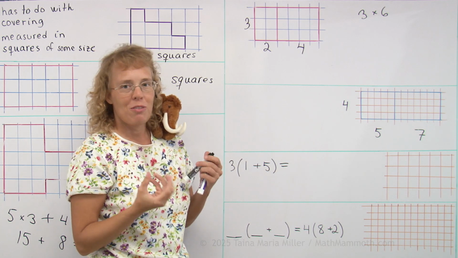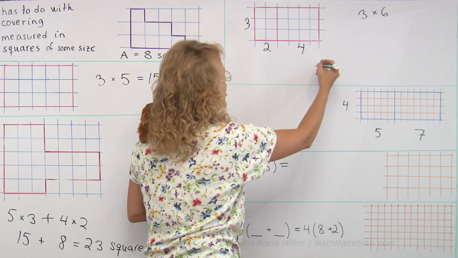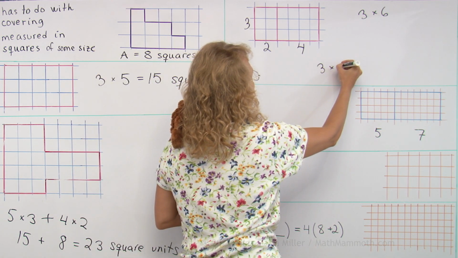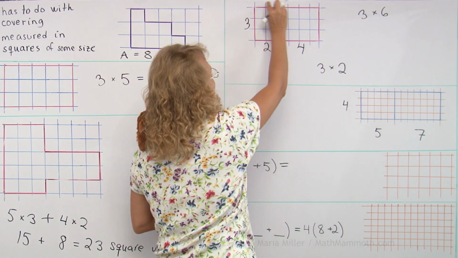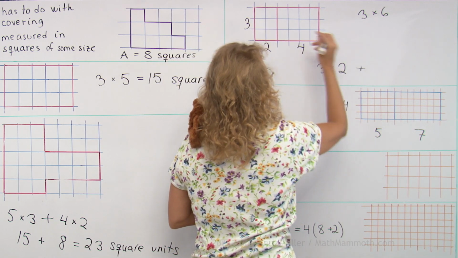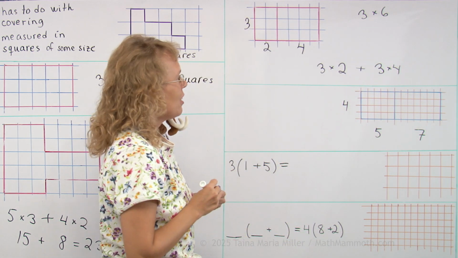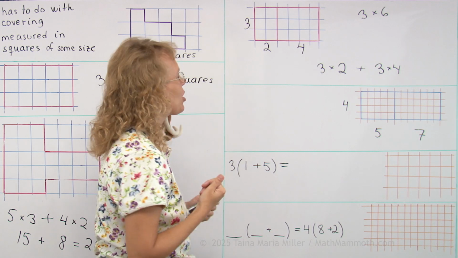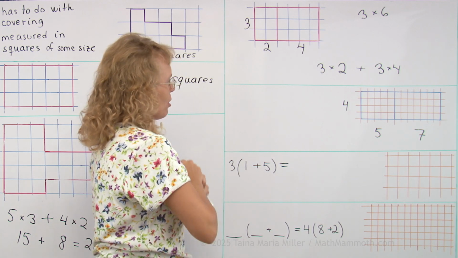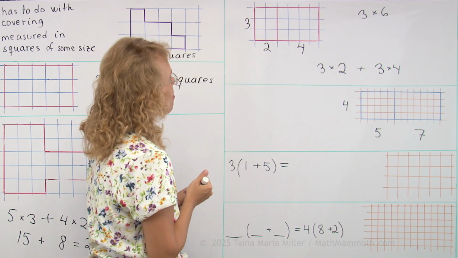But I can also think of those two parts. So I could write it as 3 times 2, which is this rectangle, and then add to that 3 times 4. Of course, either way, we will get 18 square units. But now I want to show you something that you might not have seen before.